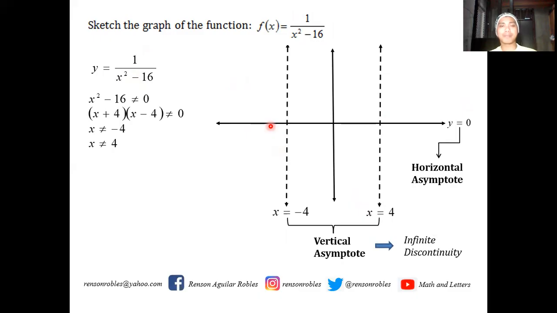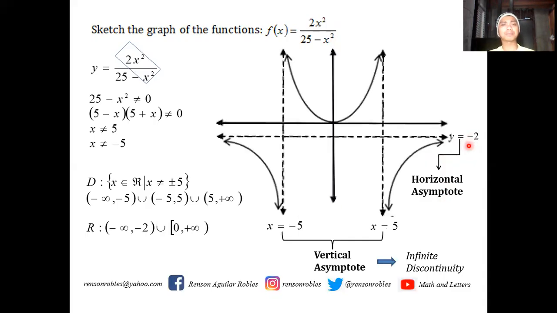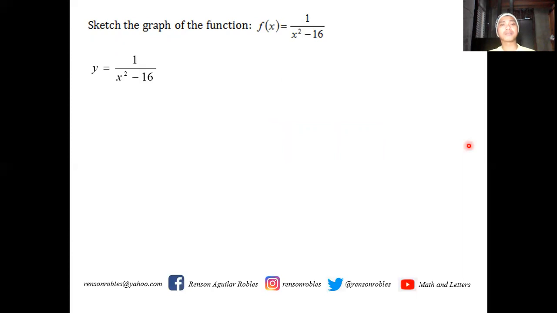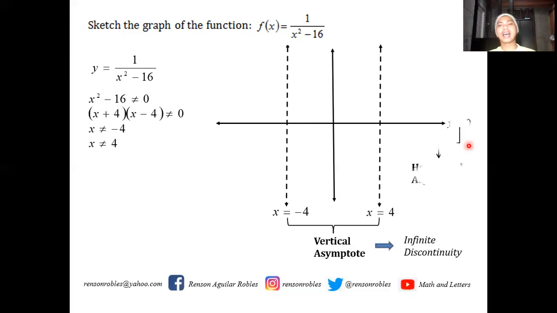So on our previous example, 2x squared over 25 minus x squared, you notice that the degree of the numerator 2 is equal to the degree of the denominator. That's the reason why the horizontal asymptote is y equals -2. In our next example, the degree of the numerator is 0 and the degree of the denominator is 2. And the degree of the numerator is less than the degree of the denominator. So therefore, the x-axis is a horizontal asymptote.